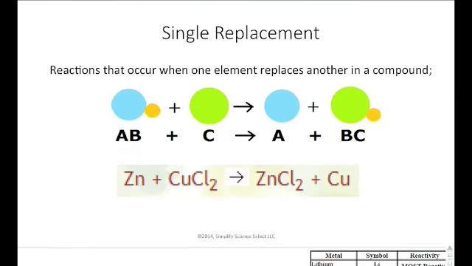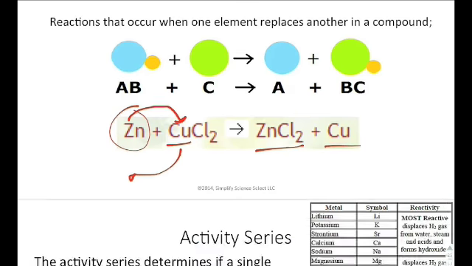Next, we look at the idea of a single replacement reaction. A single replacement reaction is basically whenever one element replaces another. So the zinc comes in and it knocks the copper off. The copper is now free, it's not attached to anything, and you have zinc chloride and copper. Anytime you see a single replacement reaction, it is also going to be a redox reaction. Now, what determines whether or not an element will replace another one is something called the activity series.